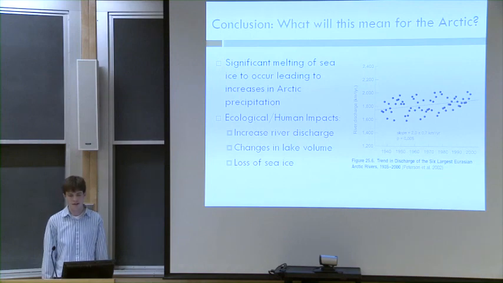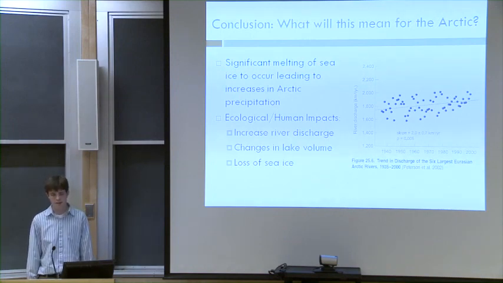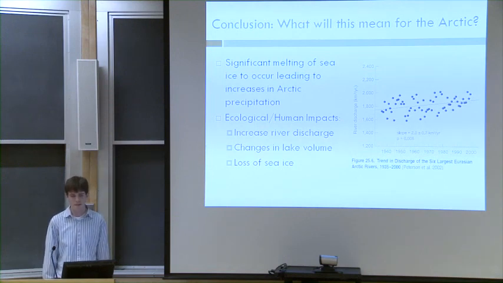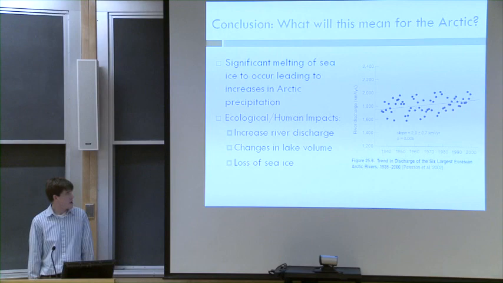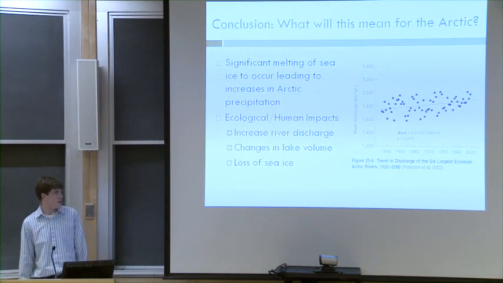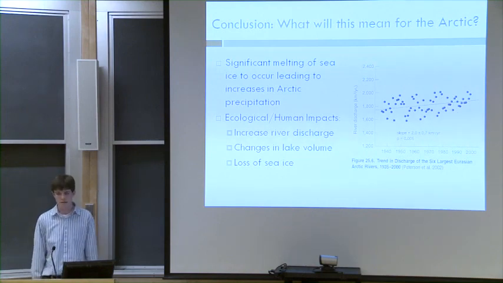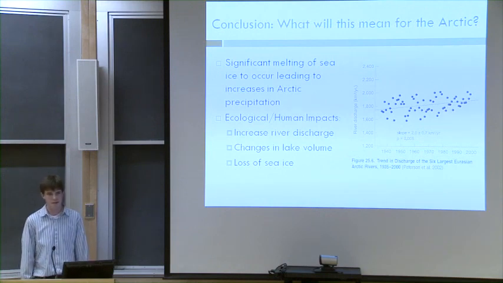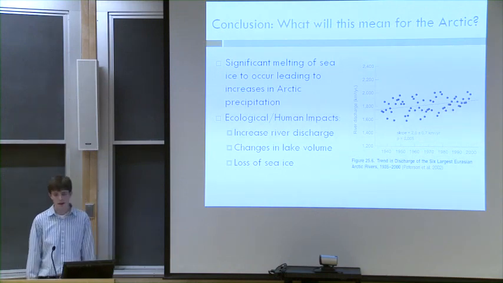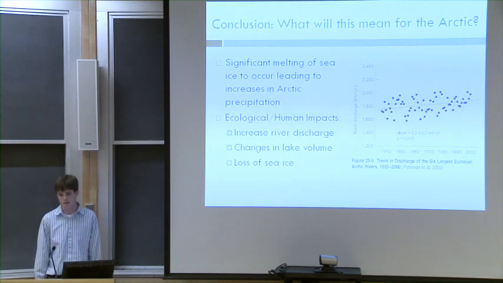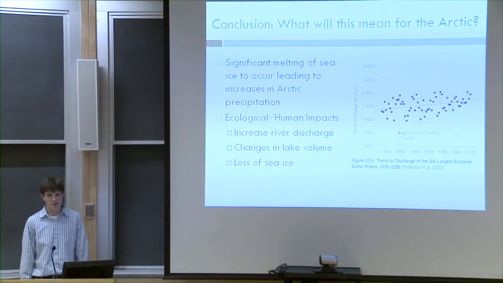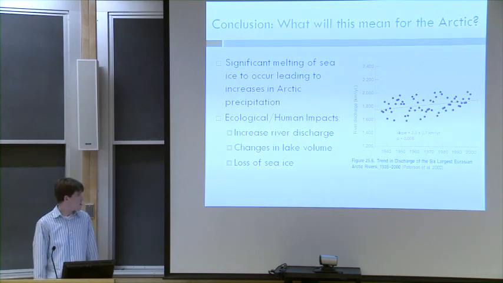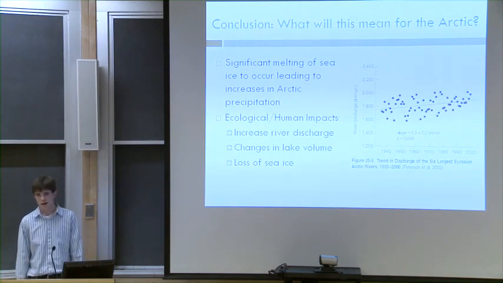So what does this mean for the Arctic? You can see that there are going to be numerous ecological and human impacts because of the system. One of the main things will be an increase in river discharge because of precipitation. If we look at the graph on the right, produced by Peterson, he has shown that in the past 60 years or so, there has been a general upward trend in river discharge. If we continue to add increased precipitation on top of this, it can be seen to increase further. Changes in lake volume will also occur, with increased inputs going into the lakes. There will also likely be increased evaporation, so this process can be of interest. And the general loss of sea ice will have a major impact within the region.